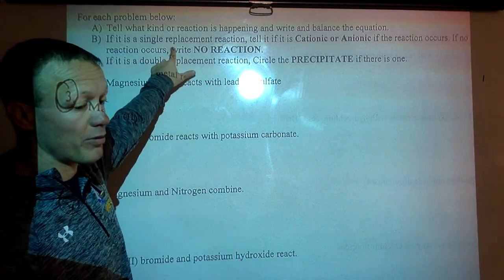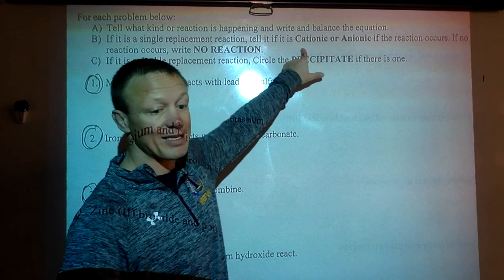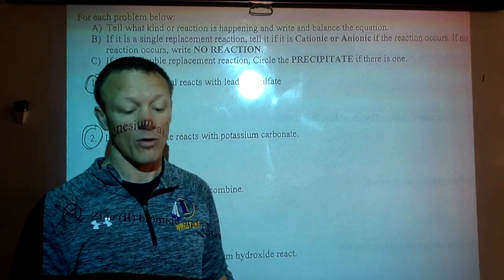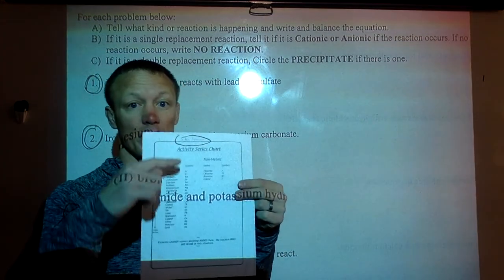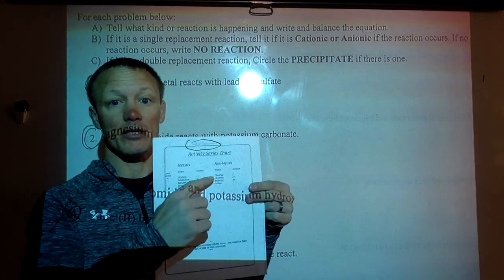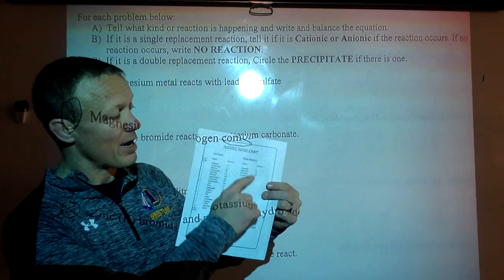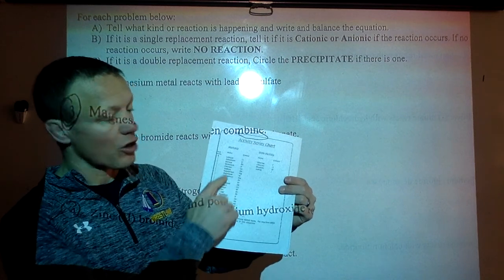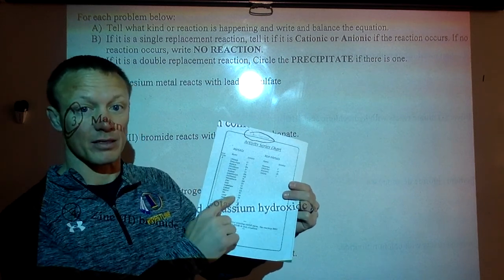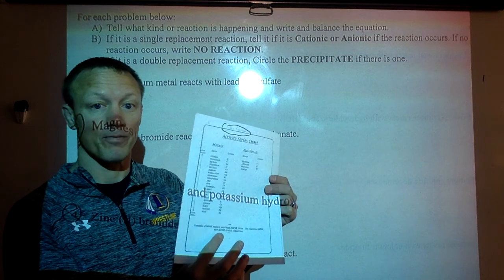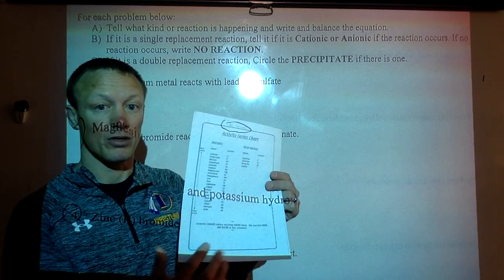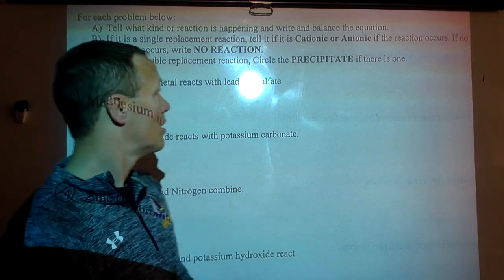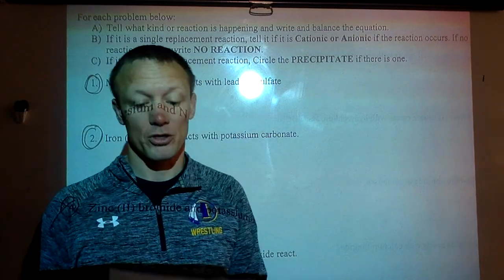If it is a single replacement, tell if it's cationic, which means it's a positive replacing a positive, or anionic, or if the reaction occurs. So for single replacements, you're going to look at this activity series. These ones right here are the anionic, that'd be a negative replacing a negative. These are cationic, a positive replacing a positive. Again, the bottom tells you elements cannot replace things above them. So the element by itself cannot replace things above it on this reaction. Otherwise, it's no reaction. If it's a double replacement, circle the precipitate.